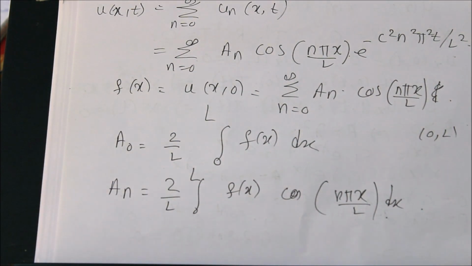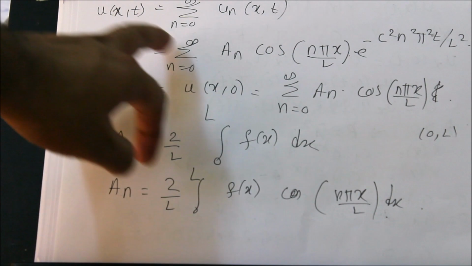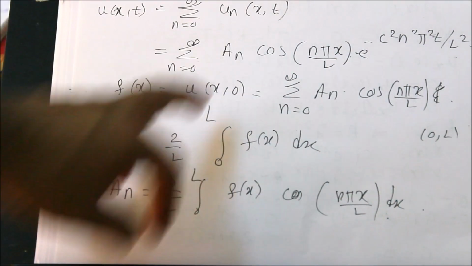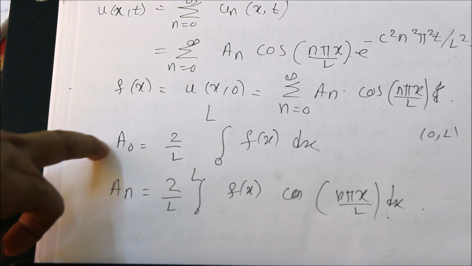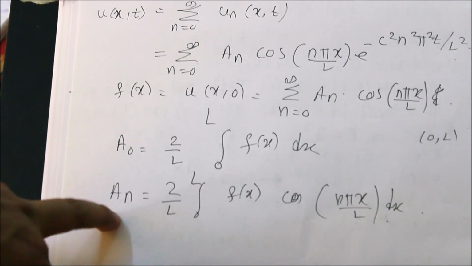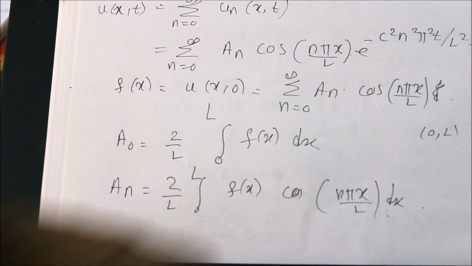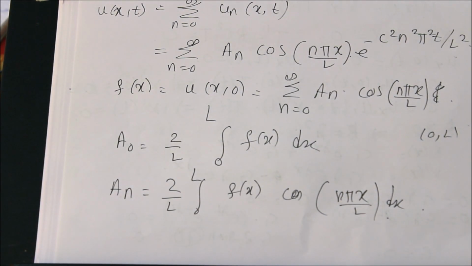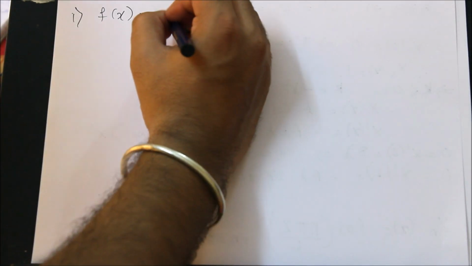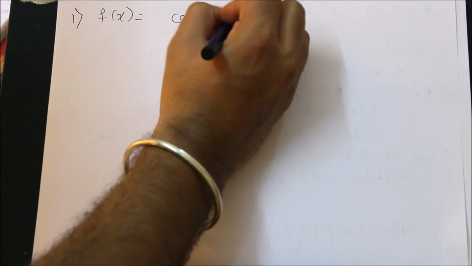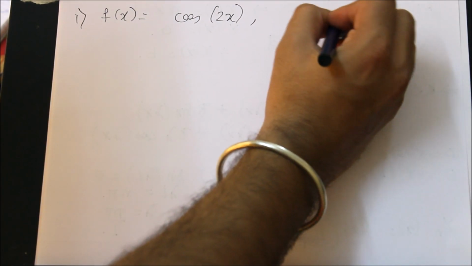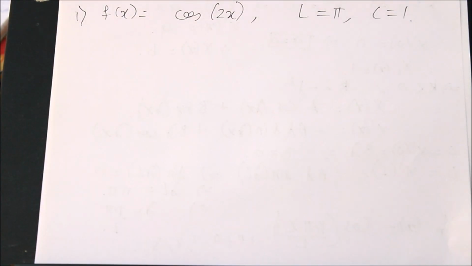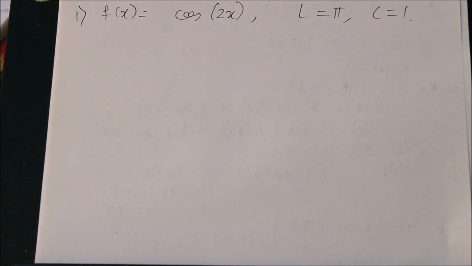So this is how the solution looks. Your u of x is nothing but this summation, where the an's are this for n equal to 0, and this for n greater than or equal to 1. Okay, so let's end this session with the help of an example. f of x equal to cos of 2x, your L is pi and your C is equal to 1. The diffusivity constant is 1, the rod is of length pi and the function is cos 2x.